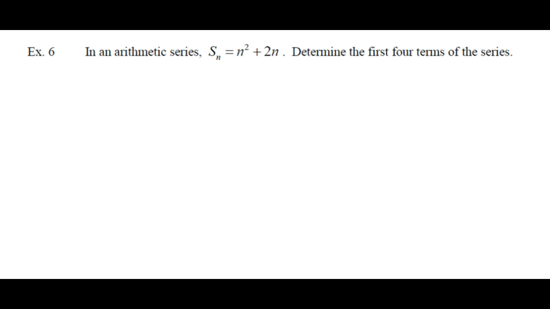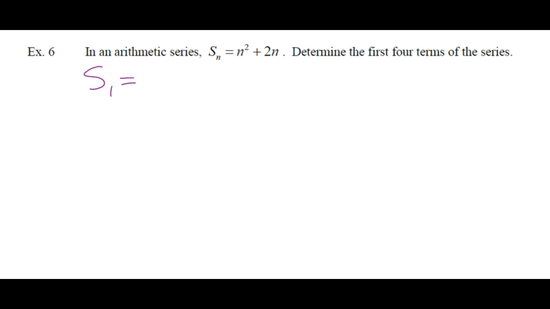If, in an arithmetic series, S sub n is n squared plus 2n, determine the first 4 terms of the series. Okay? All right, so this is really just a substitution, right? They're giving us a formula here. Hey, here's a formula for the sum. So S1 is equal to what?